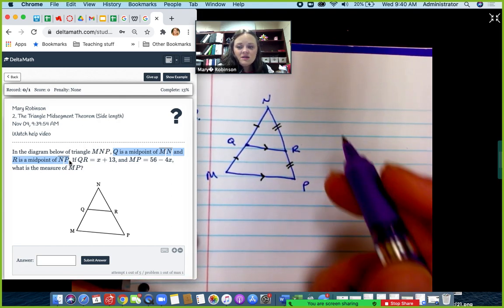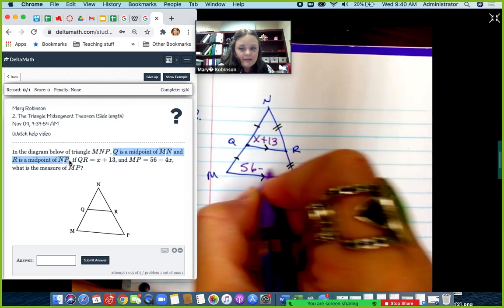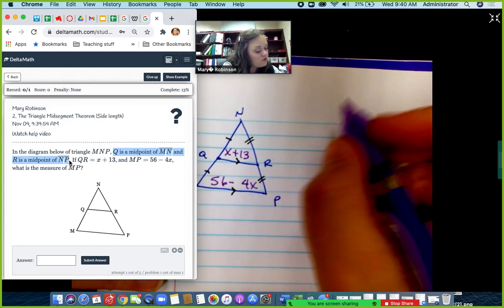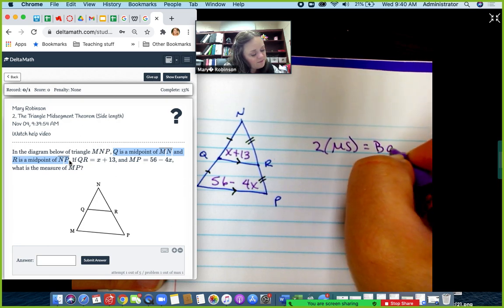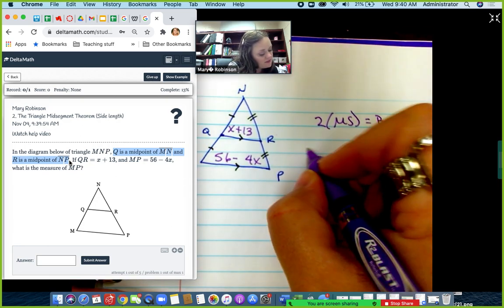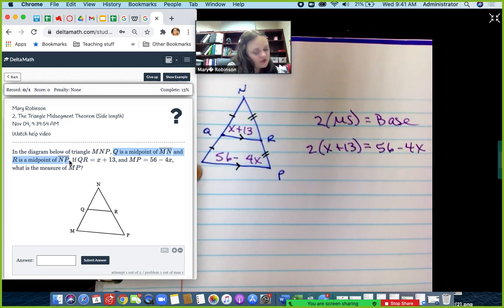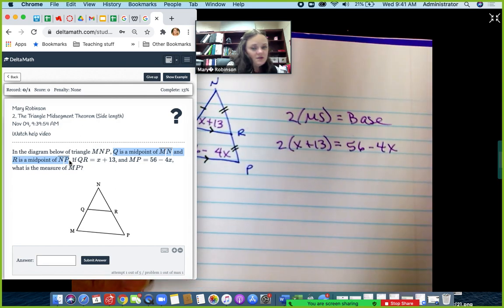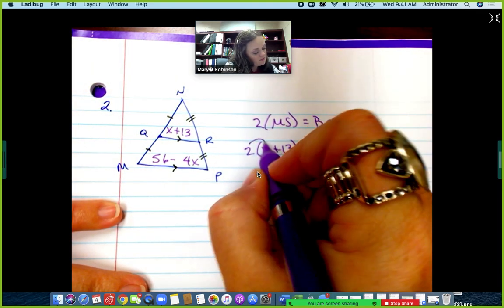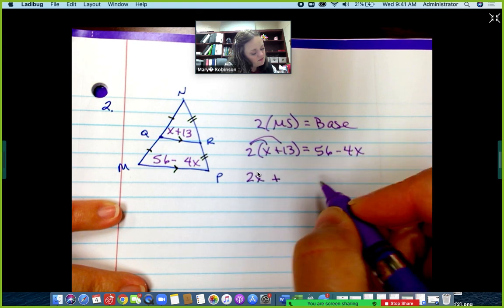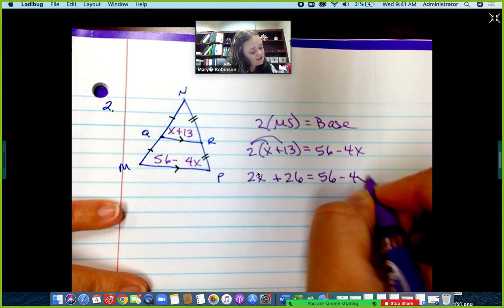So QR, it tells us, is x plus 13, and MP is 56 minus 4x. And we're going to do exactly as before. We're going to do twice the midsegment equals the base. Okay? So that means 2 times the quantity x plus 13 equals our base of 56 minus 4x. To solve this, I'm going to distribute. 2x plus 2 times 13 is 26 equals 56 minus 4x.